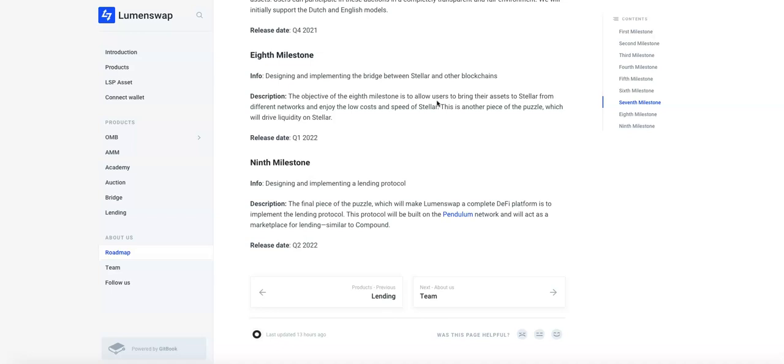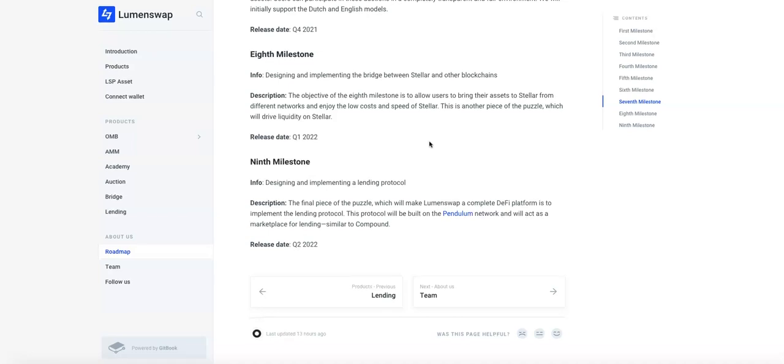Stellar's super cheap. It's super quick. About 3 to 5 seconds finality. Operations cost just 100 stroops, so fractions or thousandths of a cent. And of course, it's built for financial transactions. So everything goes hand in hand, and it's going to drive liquidity, because as soon as we put a bridge in, people are going to be able to swap their assets straight into Stellar and start using our different products here at Lumenswap and of course other places.